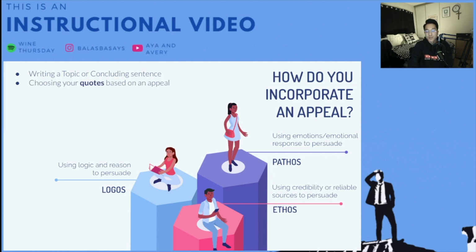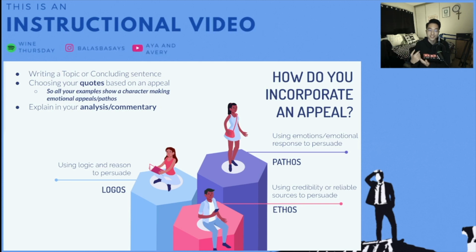You can choose your quotes based on an appeal. So your examples show a character making emotional appeals or using pathos to persuade. You can also explain it in your analysis or commentary, and this is the least subtle way. This shows logos because blank.